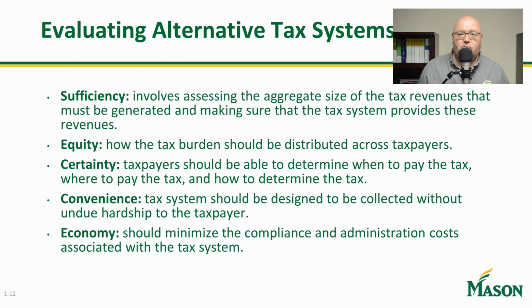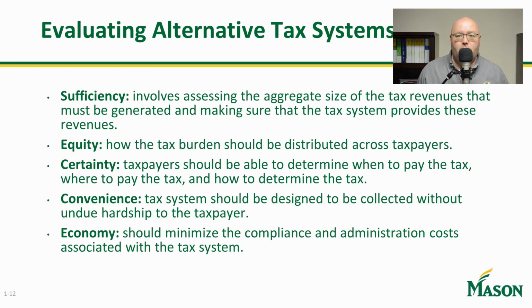Equity: how the tax burden should be distributed across taxpayers. Certainty: taxpayers should be able to determine the tax. And that's actually something I think we've gotten closer to in our system. I remember hearing about tax systems they had back in the 40s. Yeah, you paid 70%, but you got all these blooming tax deductions that if you didn't hire a CPA, you didn't take advantage of. So really what was happening is that people who could afford CPAs generally could get better tax situations than people who couldn't.